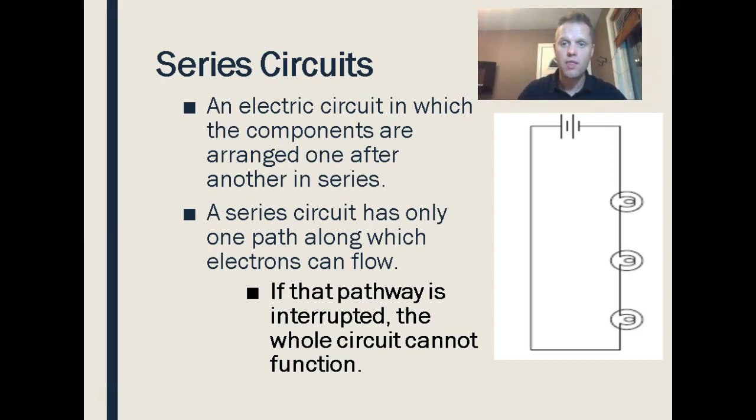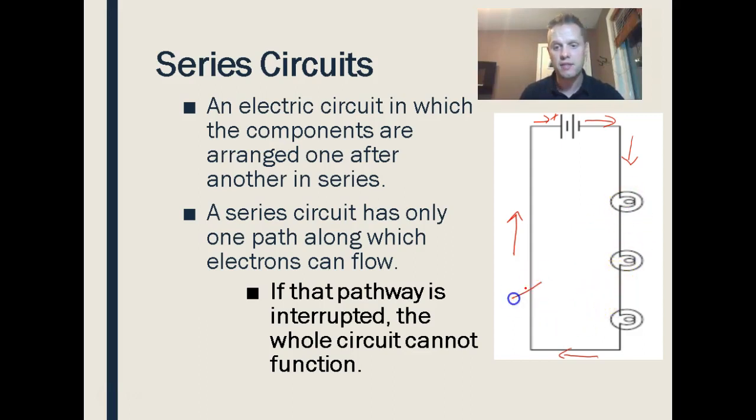The example is on the right here. If you take a look, we have one path for my electrons. We leave the negative end, we go through the three lights, and we go back to the positive side of the battery. That's one path, and all the electrical components are arranged one after another.